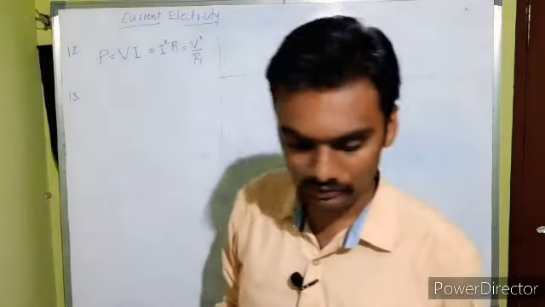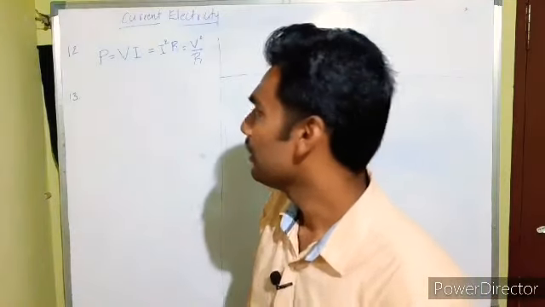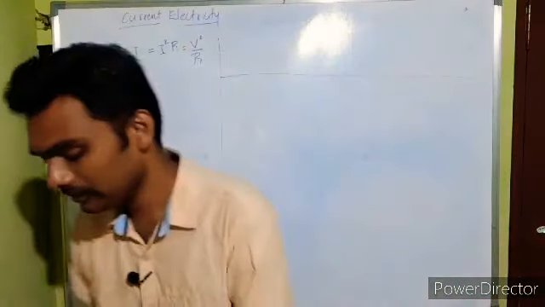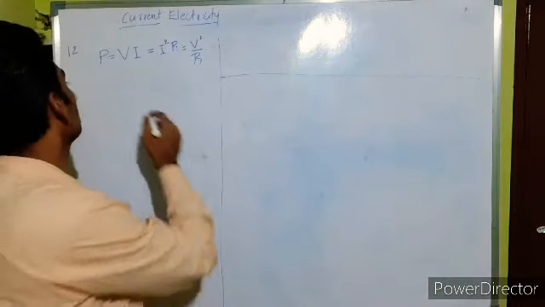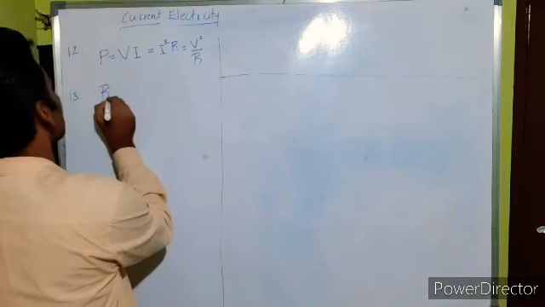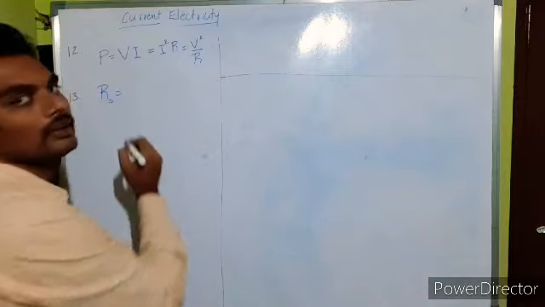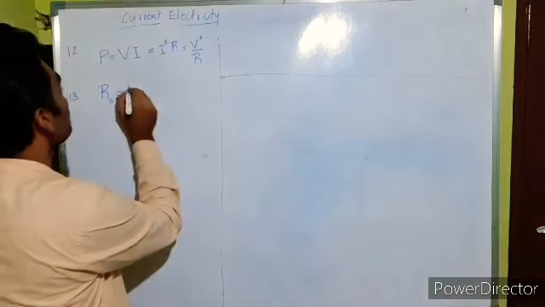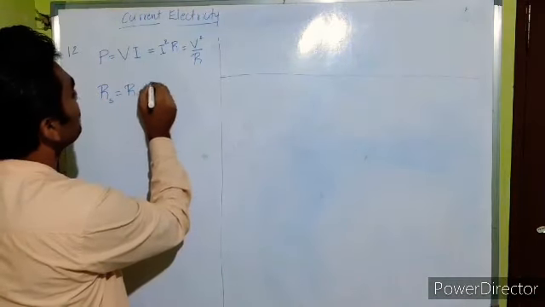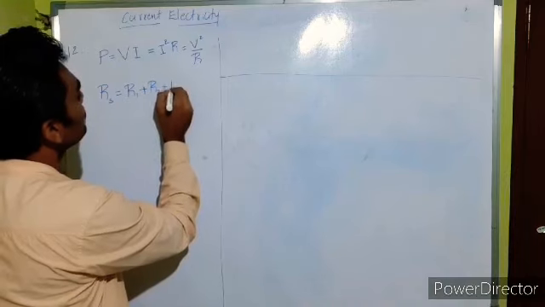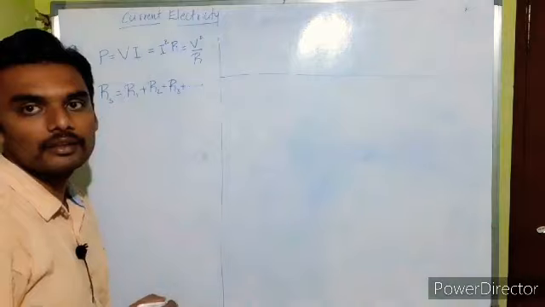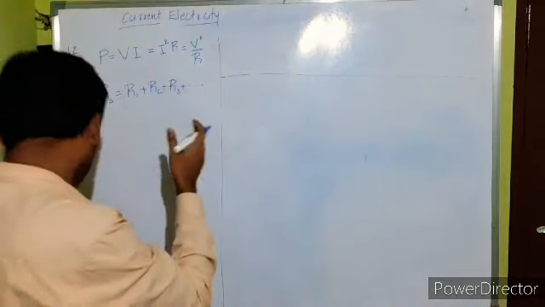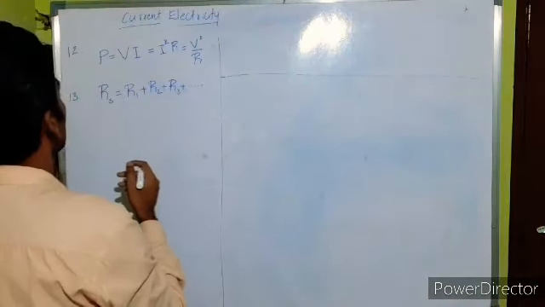Next is about combination of resistances. When you have resistors connected in series, the effective resistance Rs is simply equal to R1 plus R2 plus R3 and so on. Okay, n number of resistances we can connect and get the effective resistance.